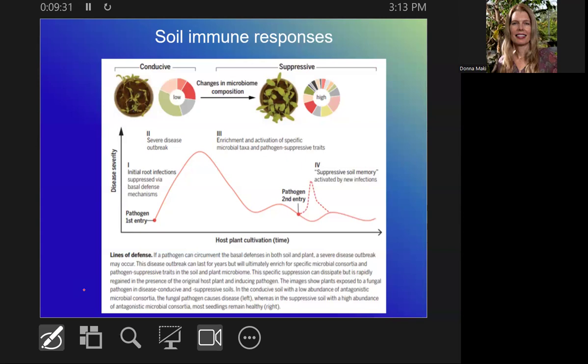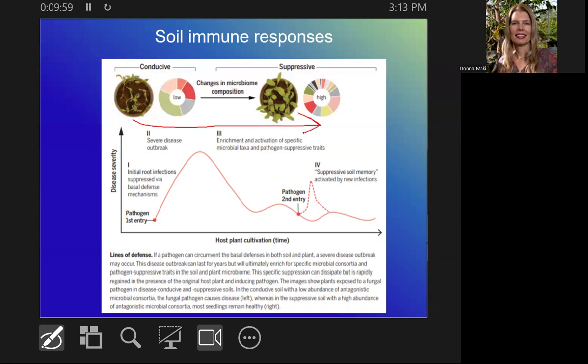We looked at all kinds of things about the soil, like what if the pH shifted? What if the nutrient availability shifted? I mean, we looked at all the other physical and chemical characteristics of the soil, and there wasn't any significant difference with that. It was the microbes. Something changed. And so with this idea of the soil legacy and the soil immune response, over time, you can get this shift from conducive to suppressive.